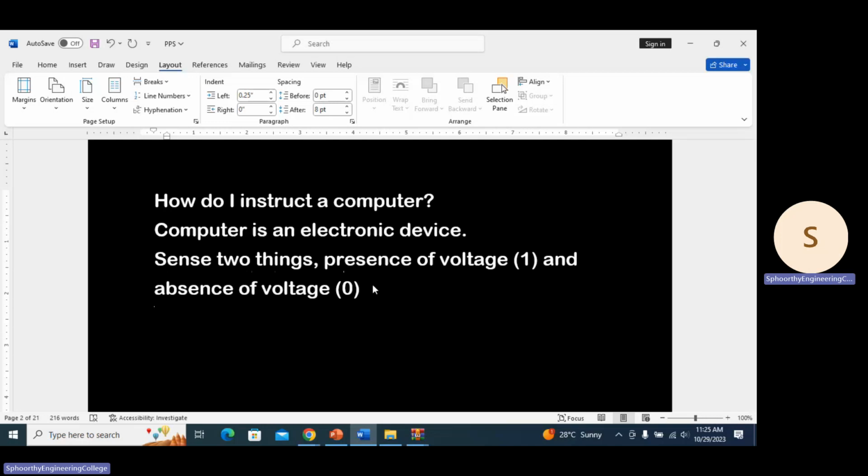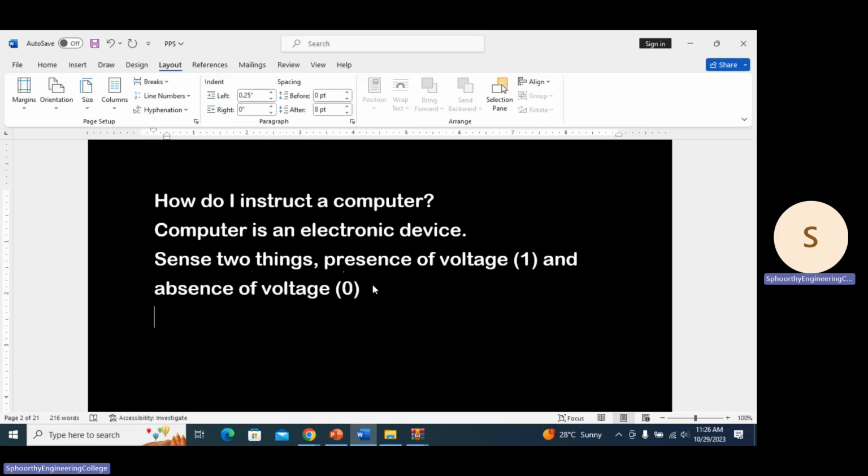Because of this reason, a computer can only understand the codes or instructions which are formed using ones and zeros only. So a computer can understand only the instructions formed using ones and zeros. Why only ones and zeros are used? Because a computer can sense only two things: presence of voltage and absence of voltage. So I use different combinations of these ones and zeros to represent different instructions to the computer.